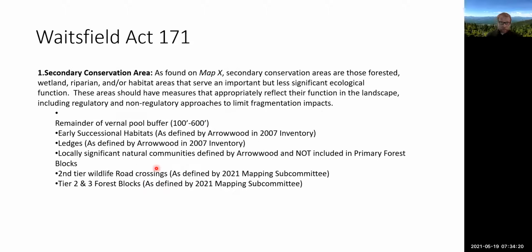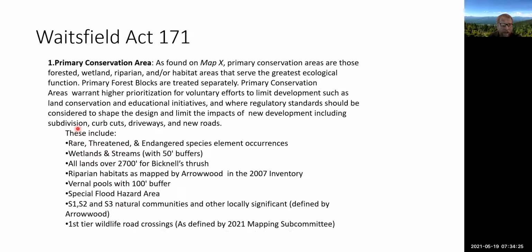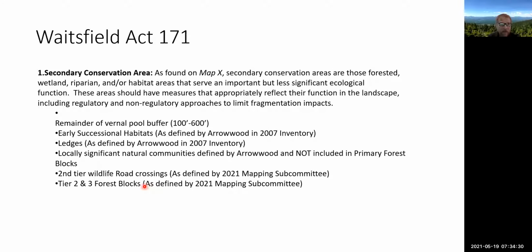I'll show you. Then they have this definition of secondary. And note that the vernal pools, you see that? This has a 100-foot buffer in the primary, and then here's the migratory zone. The donut hole was the first one, and this is the donut, the rest of the vernal pool buffer. They have some other features that were defined in their field inventory. Then they have these second tier blocks, and this is essentially the same as what you all have, those tier 2 forest blocks.